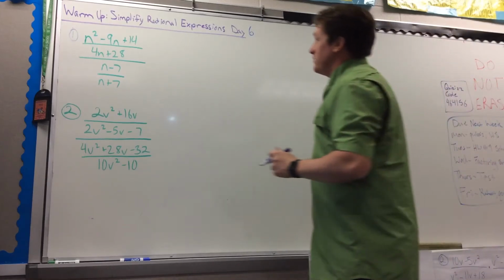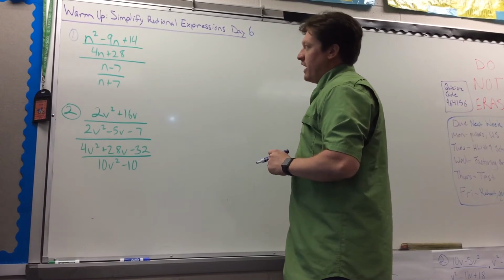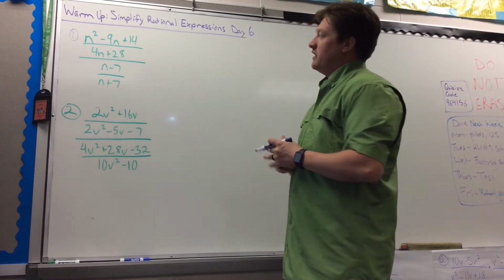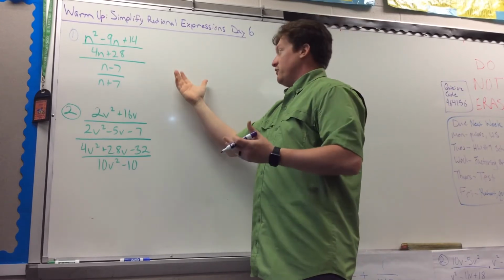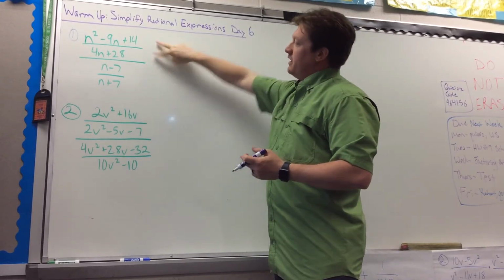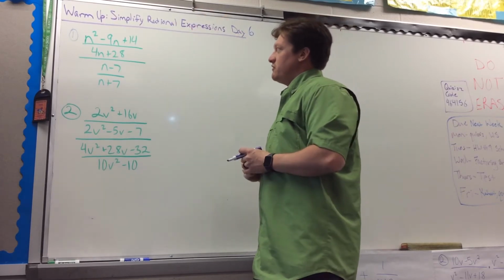Okay, our warm-up today is simplifying rational expressions. Day 6 is what happens when we have a complex fraction, a fraction over another fraction. So fractions over fractions are division of fractions, what we've done before. You take the bottom, you flip it up and multiply, and you cross out factors and find restrictions.